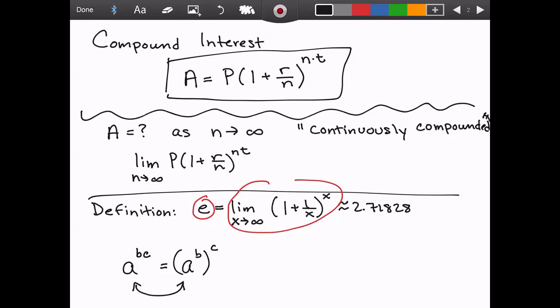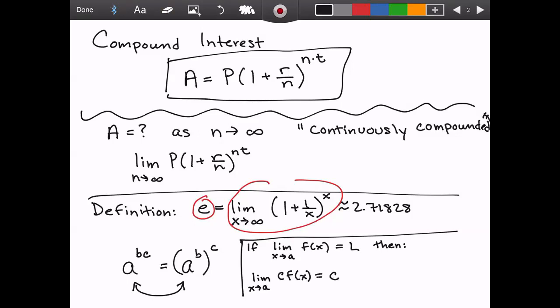Another rule is one of our limit rules. Actually, there's two limit rules I want to show you. Let's say, just for an example, we say the limit as x approaches some number a of f of x is equal to some limit, we'll call it L, then the following facts are true. So there is a limit defined, and a could be a number or a could be infinity, it doesn't really matter. So if we have the limit as x approaches a of some constant, we can call that constant maybe c times our function, then this is just going to be c times the original limit.